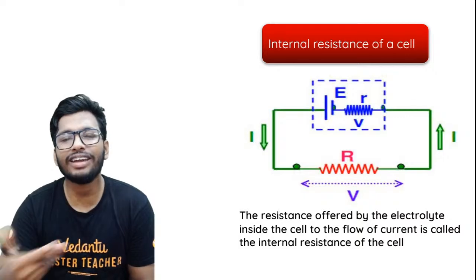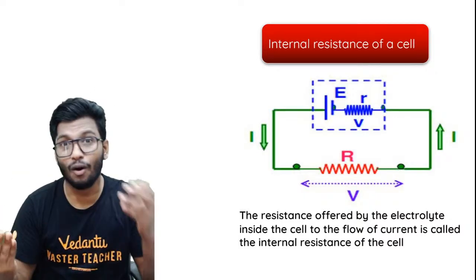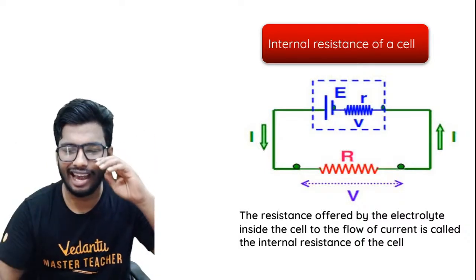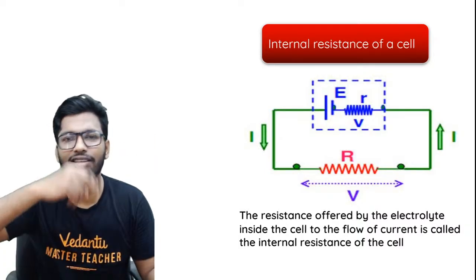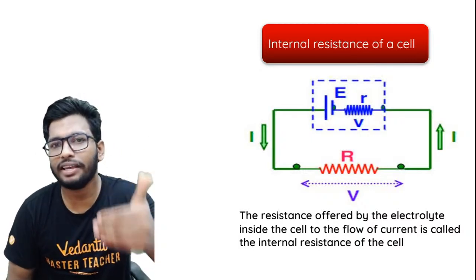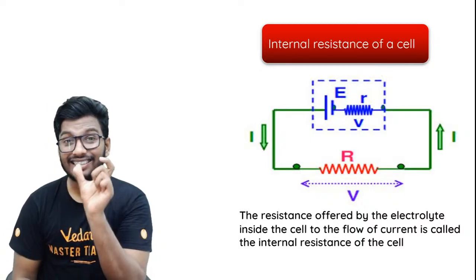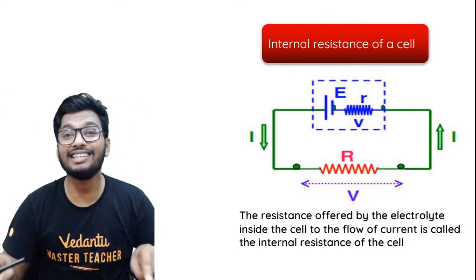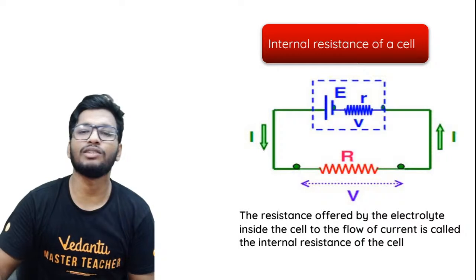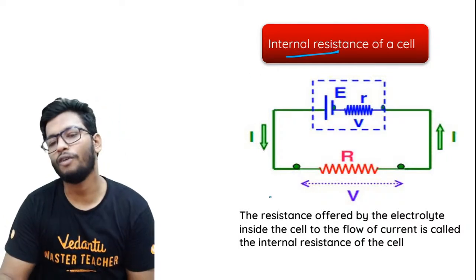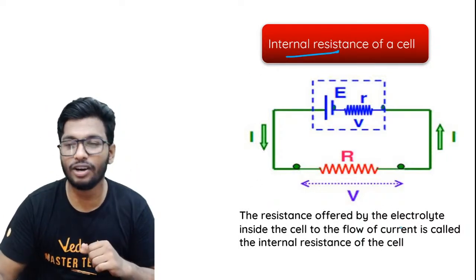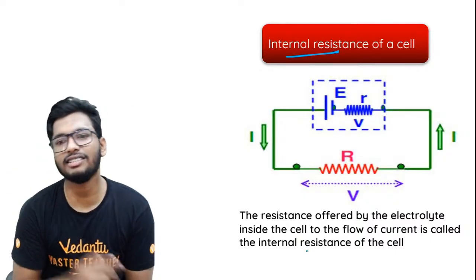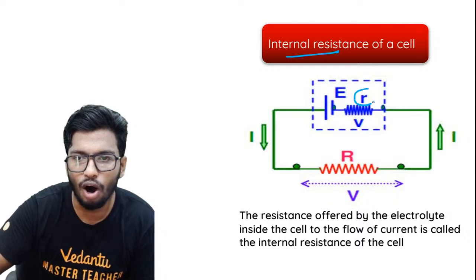So the cell will have its own resistance inside, because obviously it'll have some impurities. It is also made up of metals, and it also has an anode and cathode. Because of atoms and molecules, when the electrons are flowing, it will also experience some sort of resistance. That resistance provided within the cell itself is called the internal resistance of a cell. It is the resistance offered by the electrolyte inside the cell to the flow of current, represented by small r.